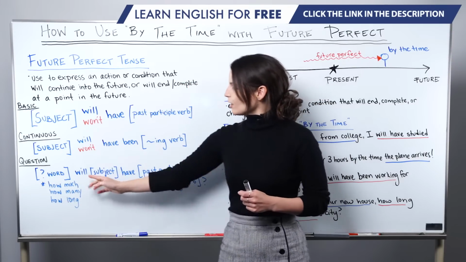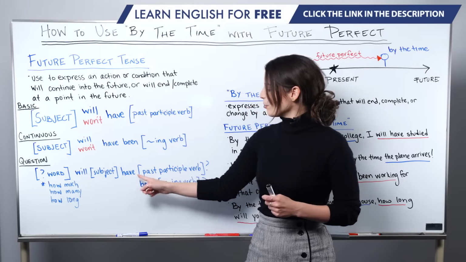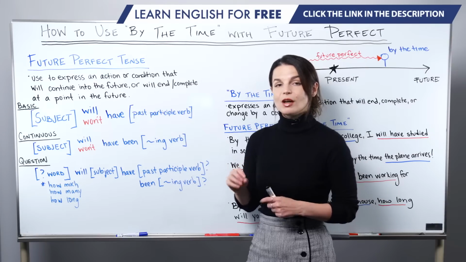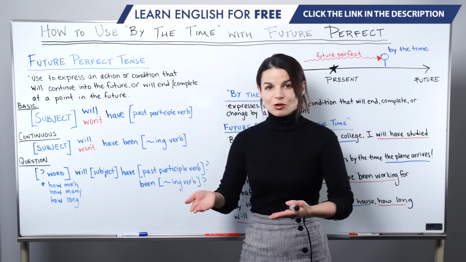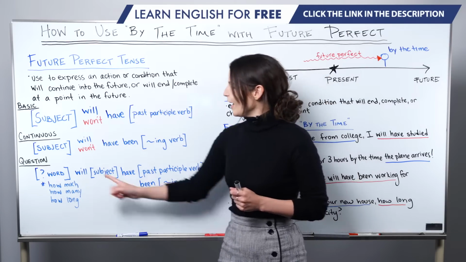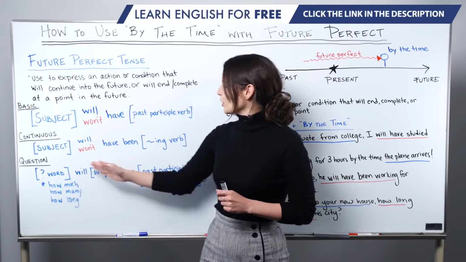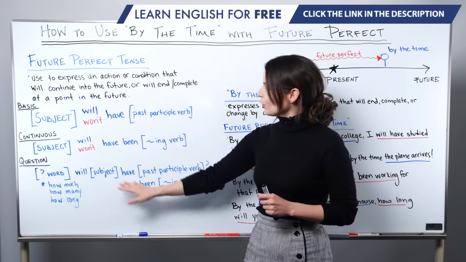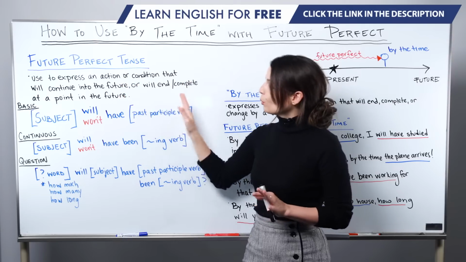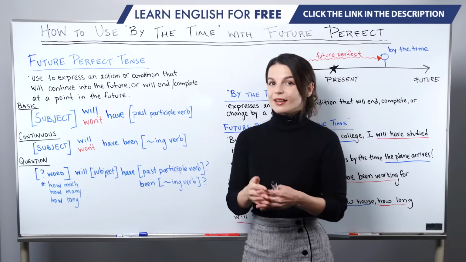To continue, we then use will plus our subject in this position, and then have and the past participle verb form to make a basic future tense question. Or if we want to make a continuous question, we end it with have been verb ing. So, how long will he have been something something ing? Or how much will she have something something? So, we can use this pattern to make questions with future perfect tense. We're going to see some examples of these later used together with the by the time expression.